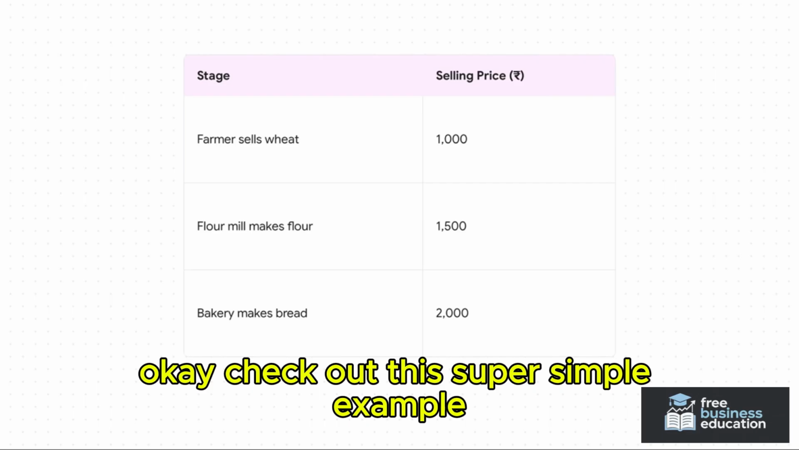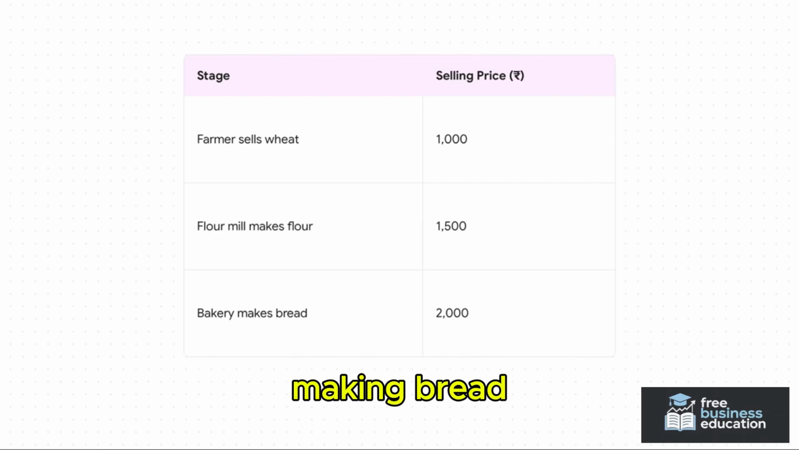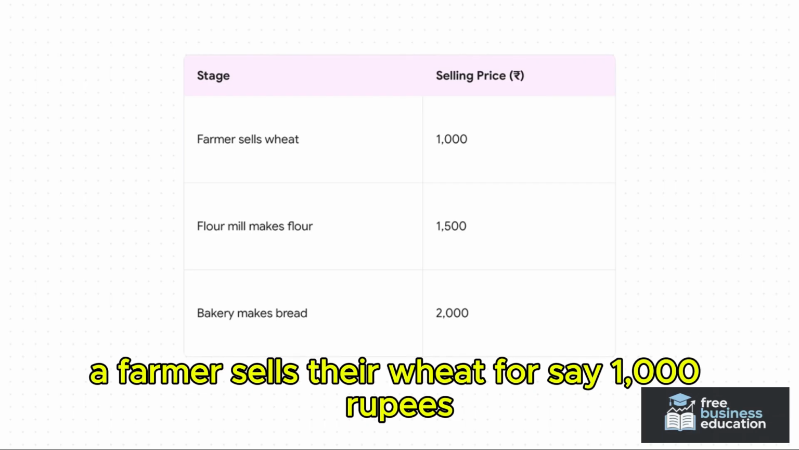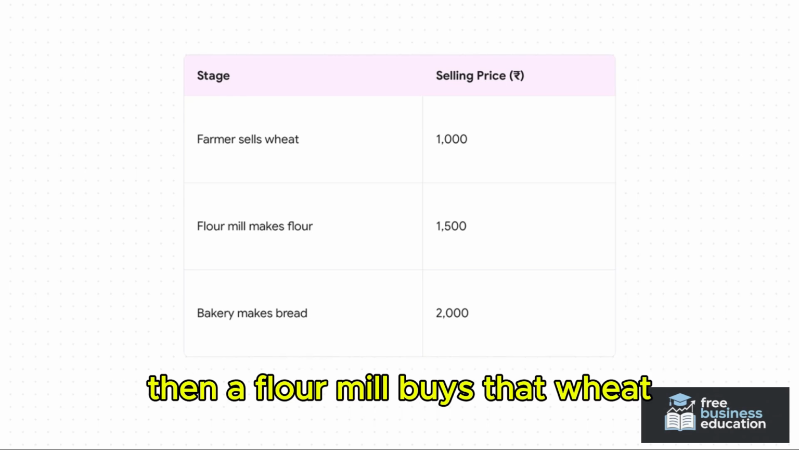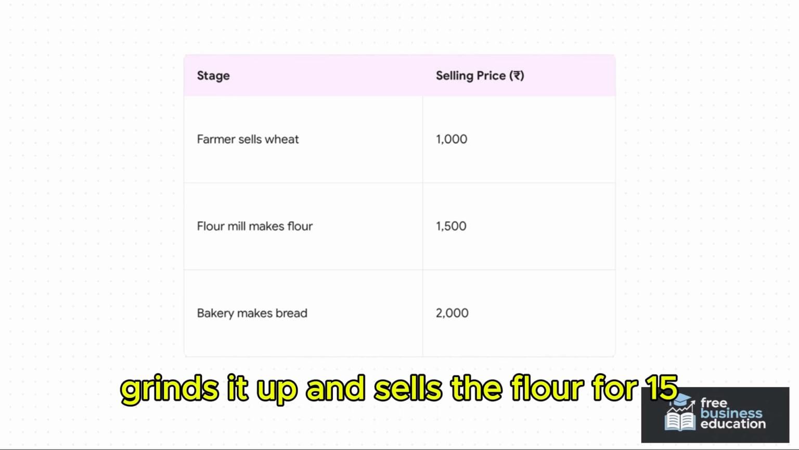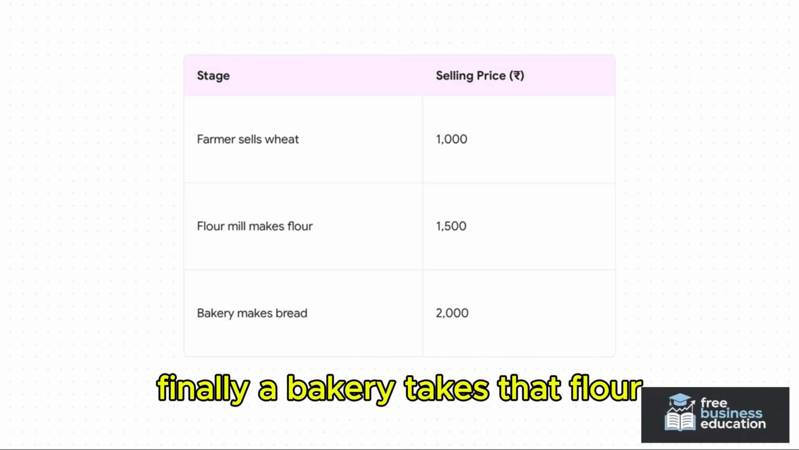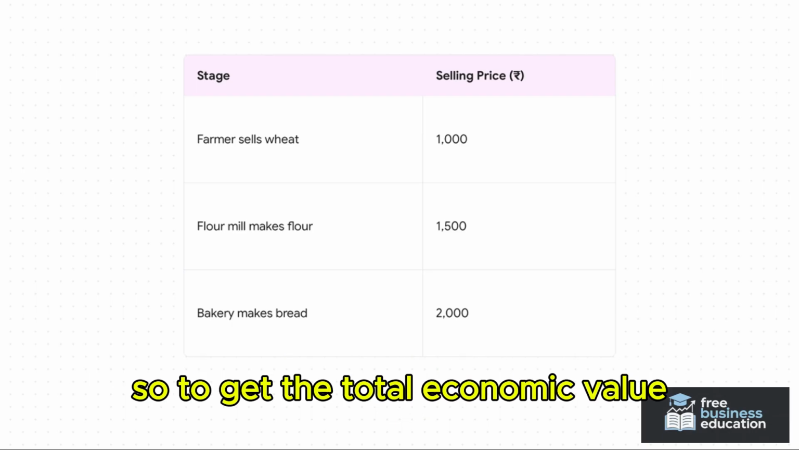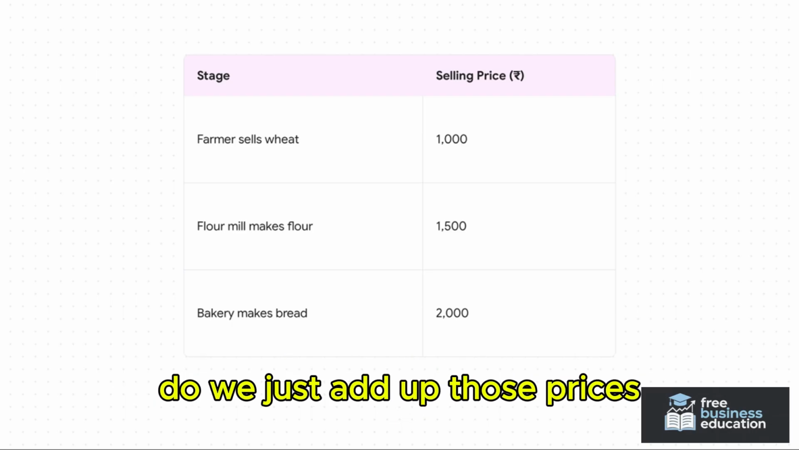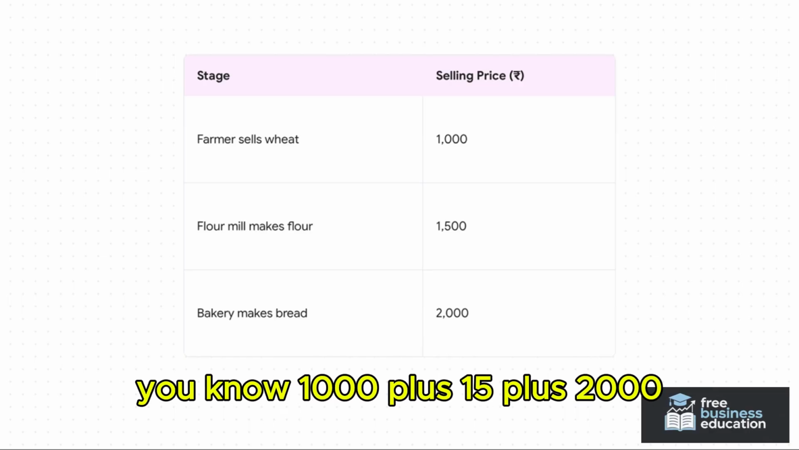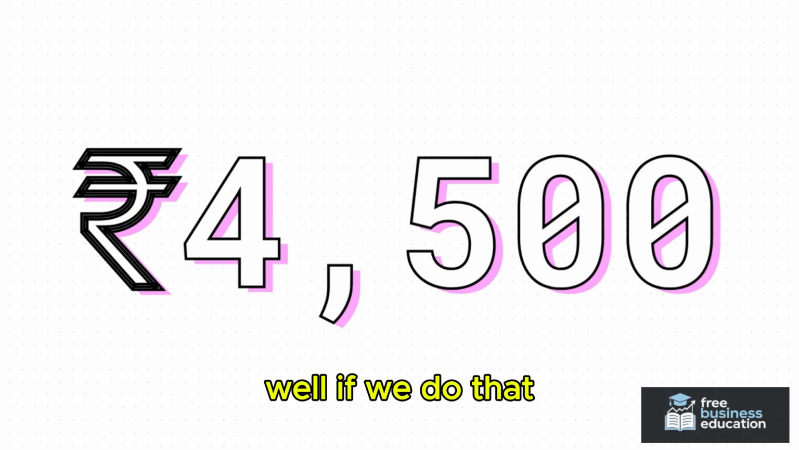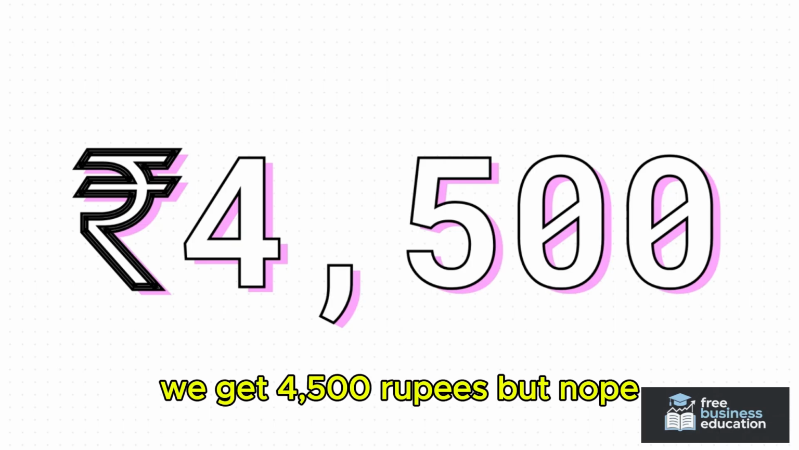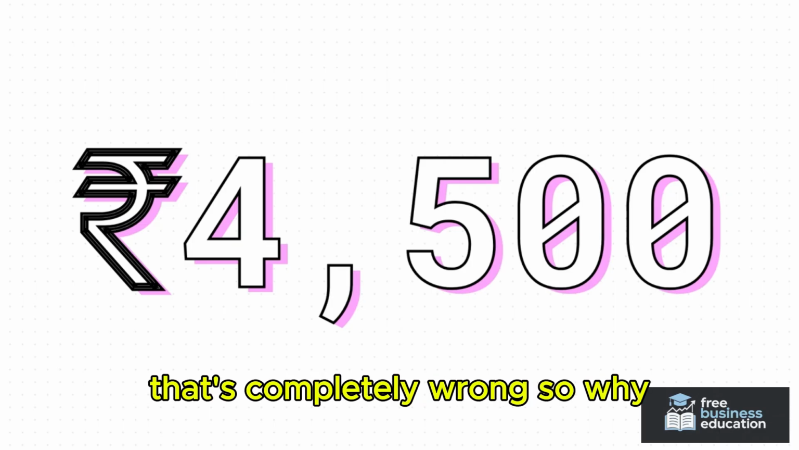Okay, check out this super simple example. Making bread. A farmer sells their wheat for, say, 1,000 rupees. Then a flour mill buys that wheat, grinds it up, and sells the flour for 1,500. Finally, a bakery takes that flour, makes bread, and sells the loaves for 2,000. So to get the total economic value, do we just add up those prices? 1,000 plus 1,500 plus 2,000? Well, if we do that, we get 4,500 rupees. But nope, that's completely wrong.